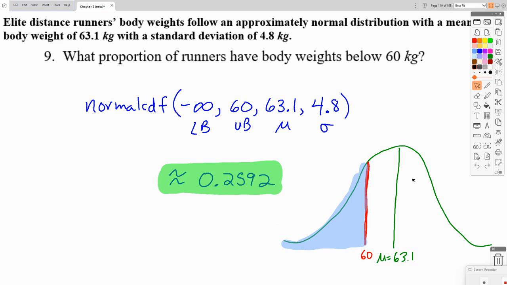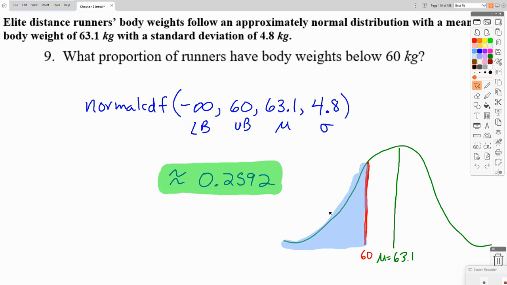All right, number 9. What proportion of runners have body weights below 60? So mean in the middle, 63.1, 60 is below that. I want to go below 60, so I'm shading everything below it. And I get to use normal CDF again. I got a lower bound, negative infinity, realistically 0. So either one would get you the same answer. Upper bound 60, mean and standard deviation values, and I get just under 26%, right?